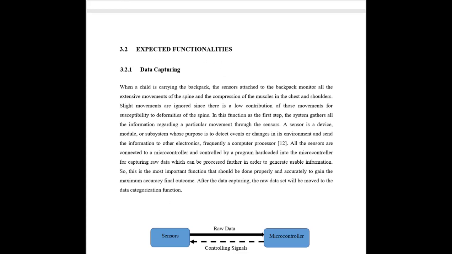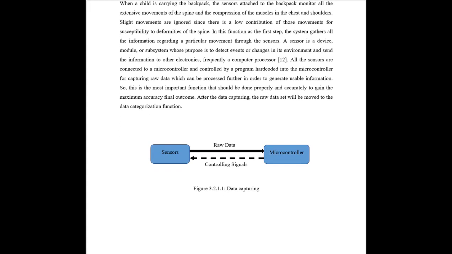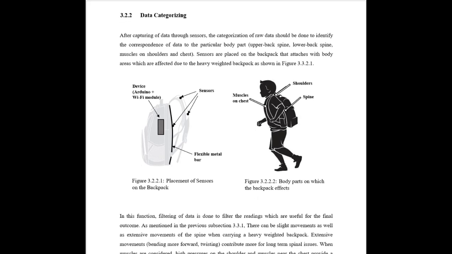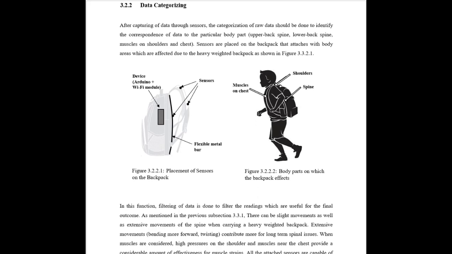This is the part 2 of this chapter 3, expected functionalities. Under this expected functionality, data capturing, data categorizing. Actually, under this part, I have mentioned the placement of sensors, how the sensors are placed on the bag, and where the Arduino and the Wi-Fi module is placed inside the bag. And the figure 3.222 shows the body parts that will be directly affected due to carrying the heavy school backpack.